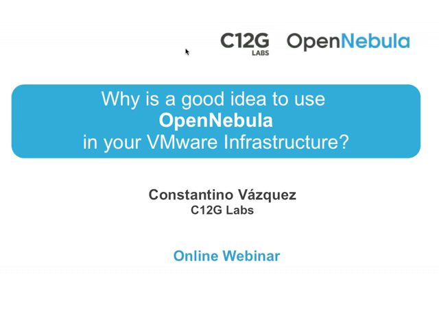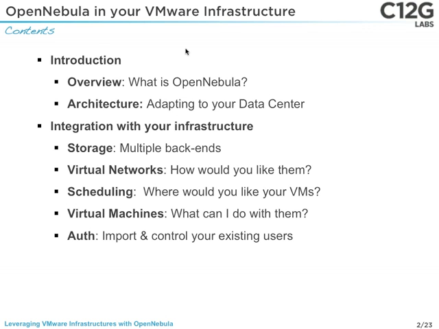Okay, so let's start then. Let's start with a brief overview of the table of contents for this webinar. I'll start with a brief introduction on what OpenNebula is, what its architecture is, and why it adapts to your data center. Then we'll move on to the integration of OpenNebula with your VMware-based infrastructure. So we'll talk a bit about what OpenNebula offers in terms of integration with your storage, virtual networks, scheduling, virtual machines, and authorization.